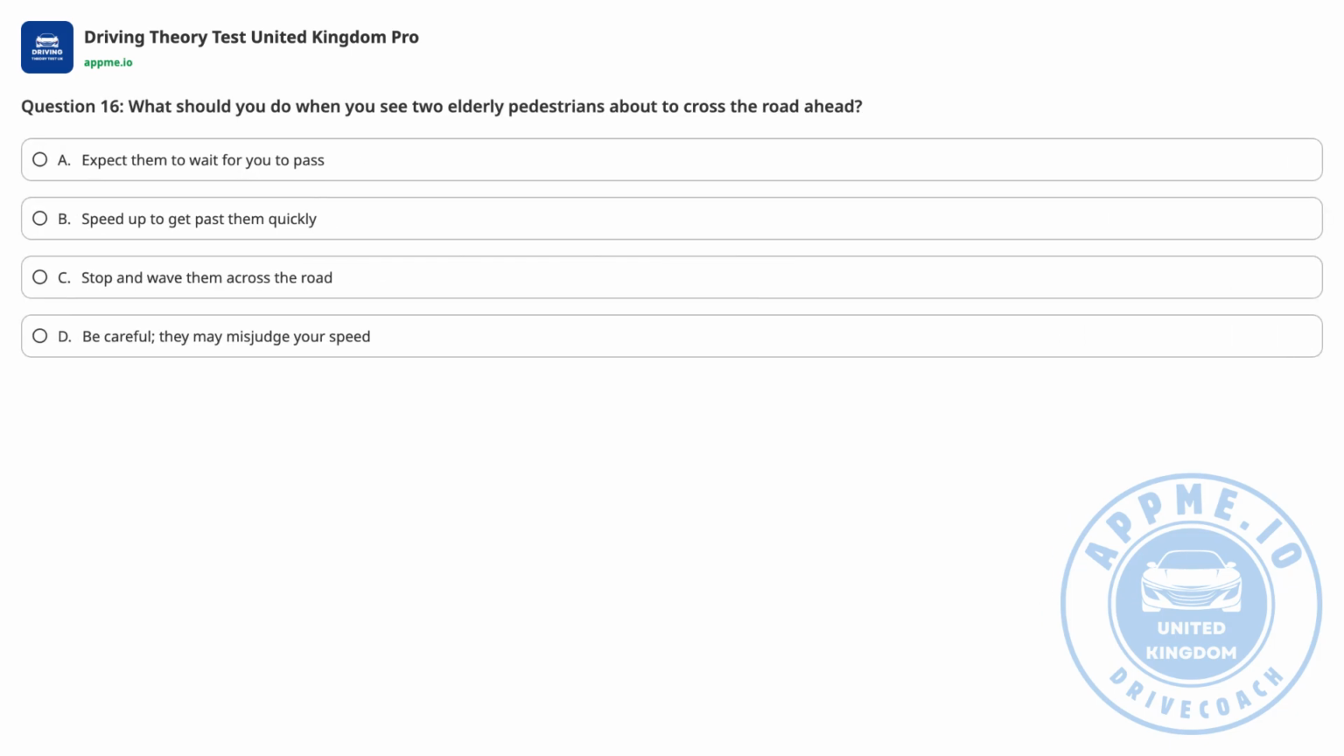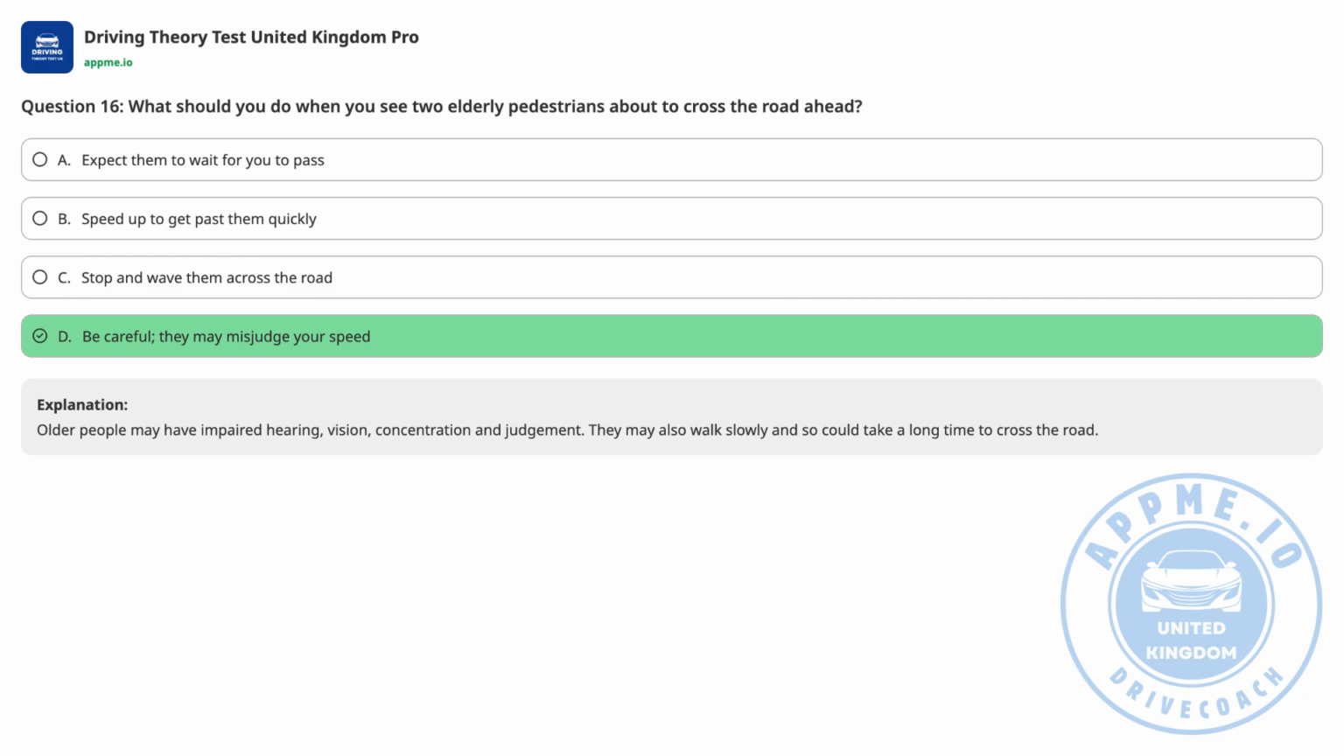Question 16. What should you do when you see two elderly pedestrians about to cross the road ahead? A. Expect them to wait for you to pass. B. Speed up to get past them quickly. C. Stop and wave them across the road. D. Be careful. They may misjudge your speed. The correct answer is D.